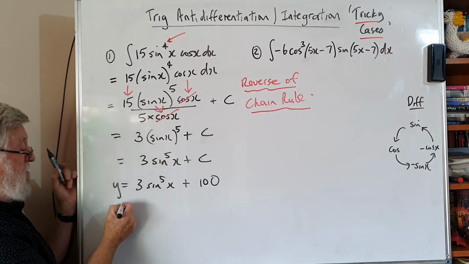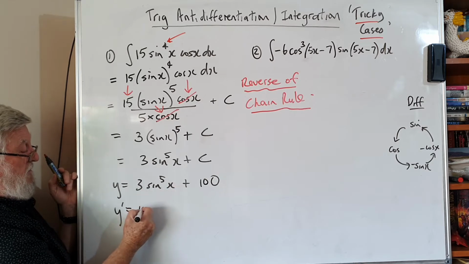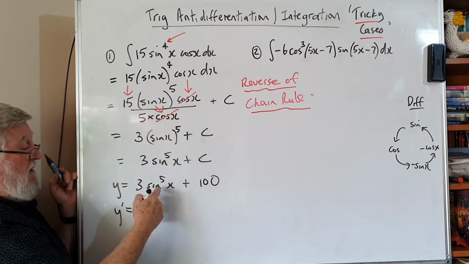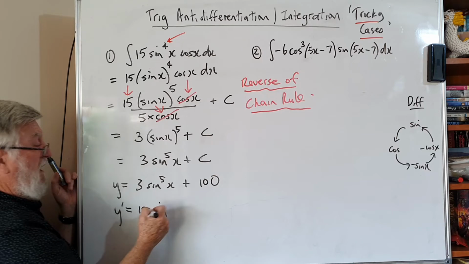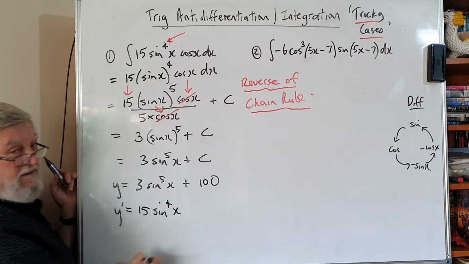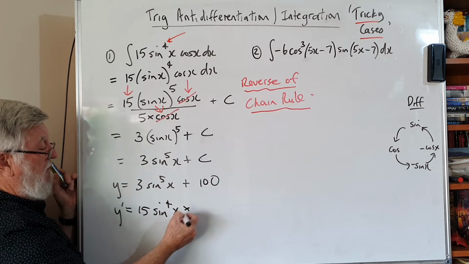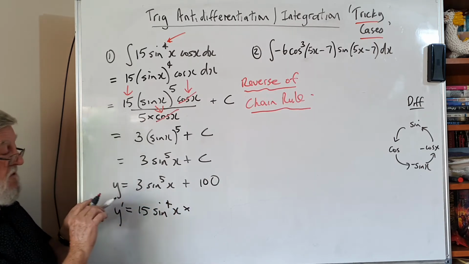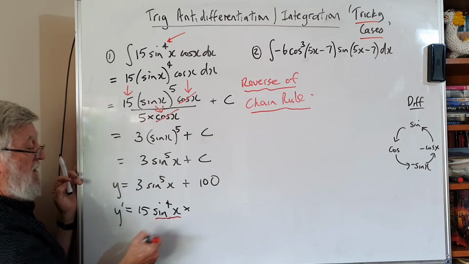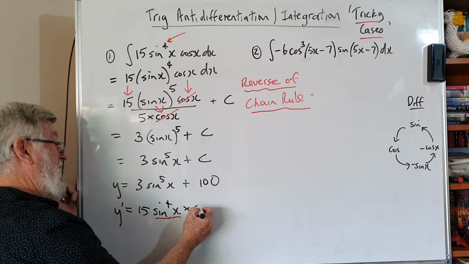If I said differentiate that, what do you do with the power? 5 times 3 is 15. That's where that 15 comes from. And then you say decrease the power by 1. So the 5 becomes a 4. So we've decreased the power by 1. And then we times by what I refer to as the derivative of the inside. So the sine x, we multiply the derivative of that, and that's cos x.